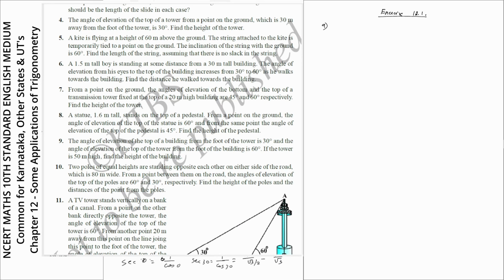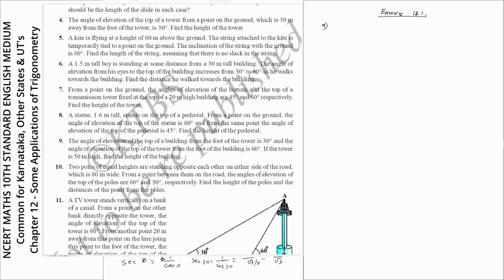Exercise 12.1, question number 9. The angle of elevation of the top of a building from the foot of the tower is 30 degree, and the angle of elevation of the top of the tower from the foot of the building is 60 degree. If the tower is 50 meter high, find the height of the building. First read the question properly, understand, and then only proceed, okay.